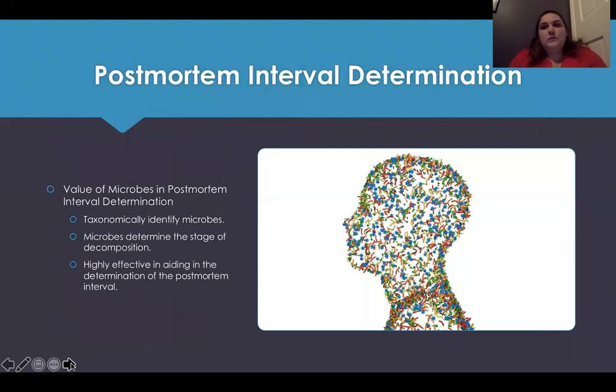Postmortem interval determination with the microbes, the takeaway is that these microbes can hold a lot of information. They tell us the stages of decomposition, and they hold a lot of information that can be useful once they're taxonomically identified. And it helps us determine the stages, as I said. So it's highly effective in aiding forensic scientists when determining the postmortem interval. And that's something we have to look forward to because it's helping us be more accurate and give a better picture. Using this also gives us a better timeline of what happened up to the point where the body began to decompose. And that is very, very important.